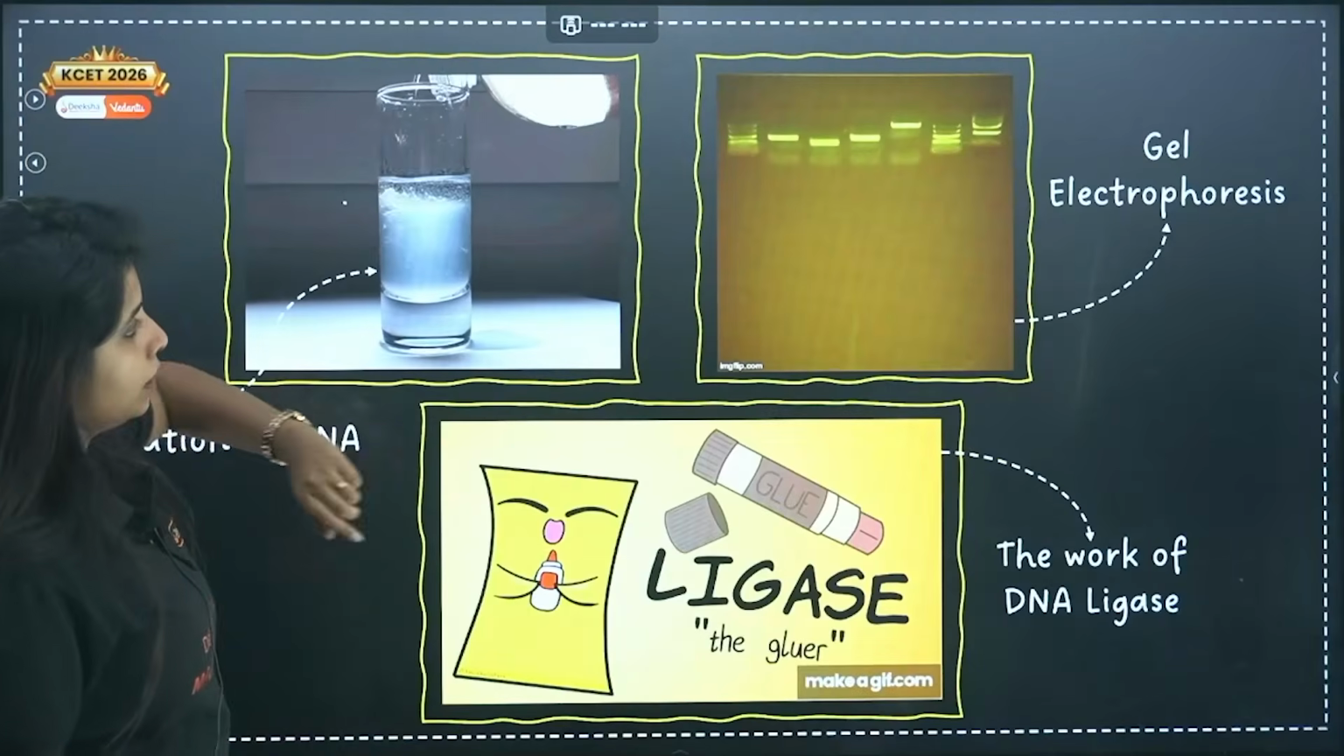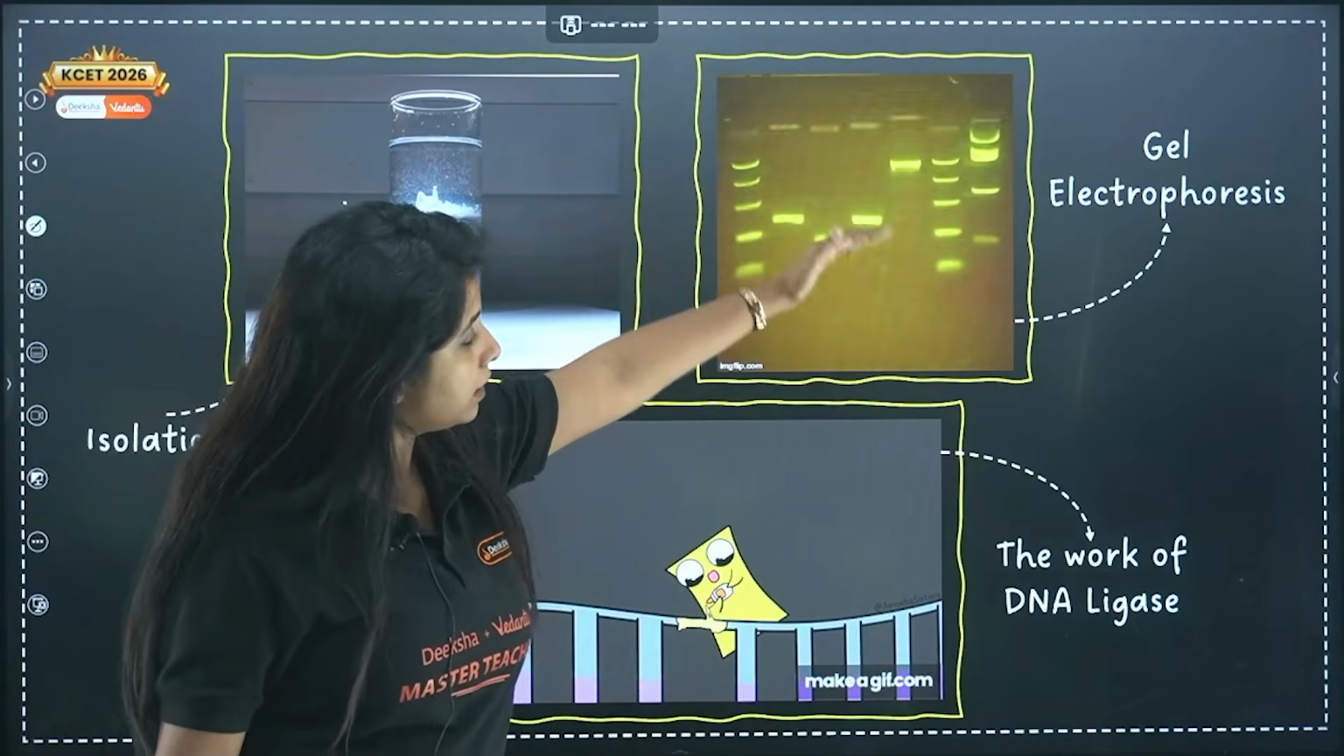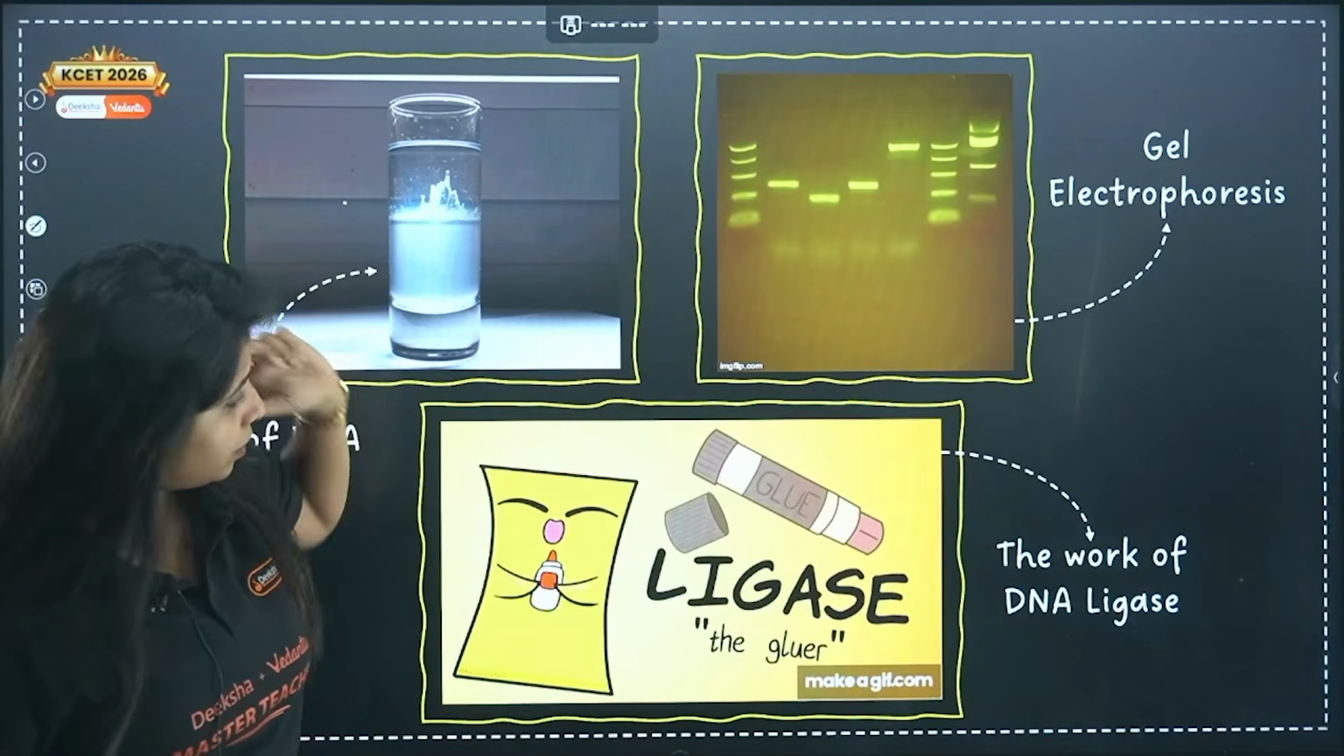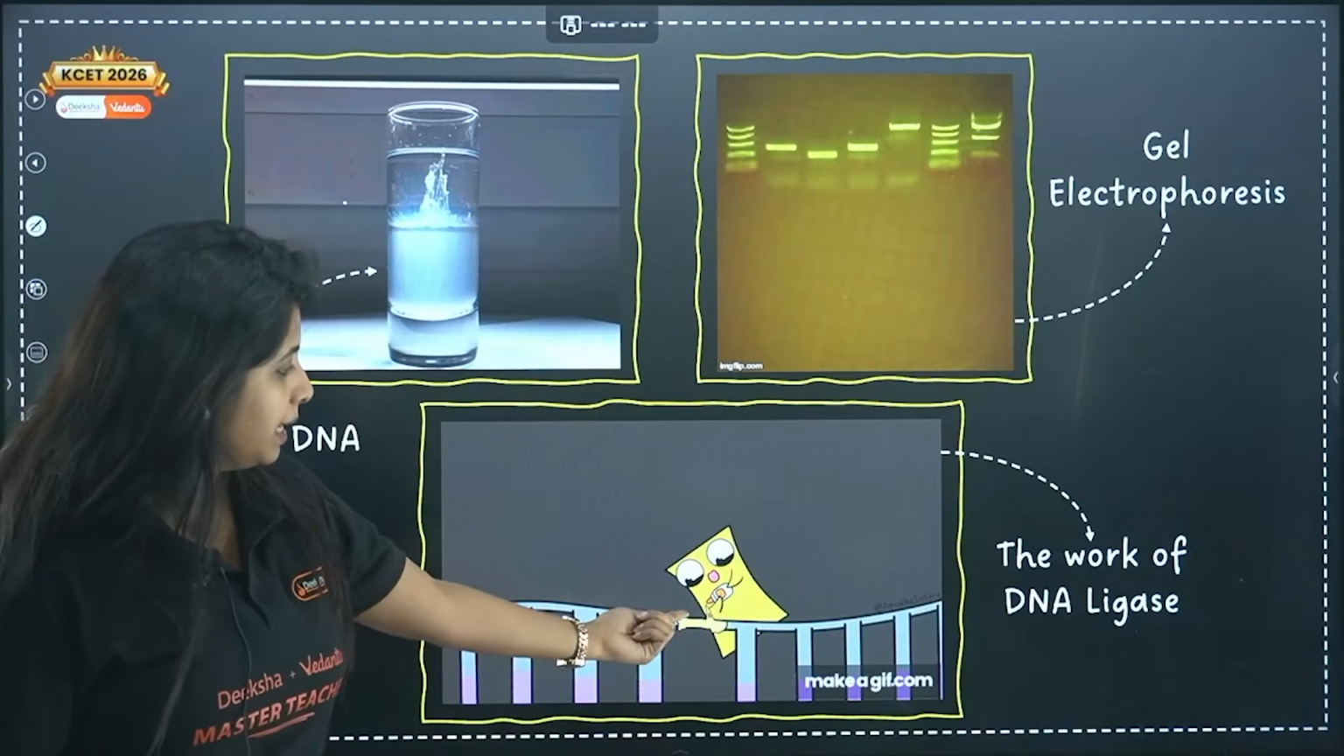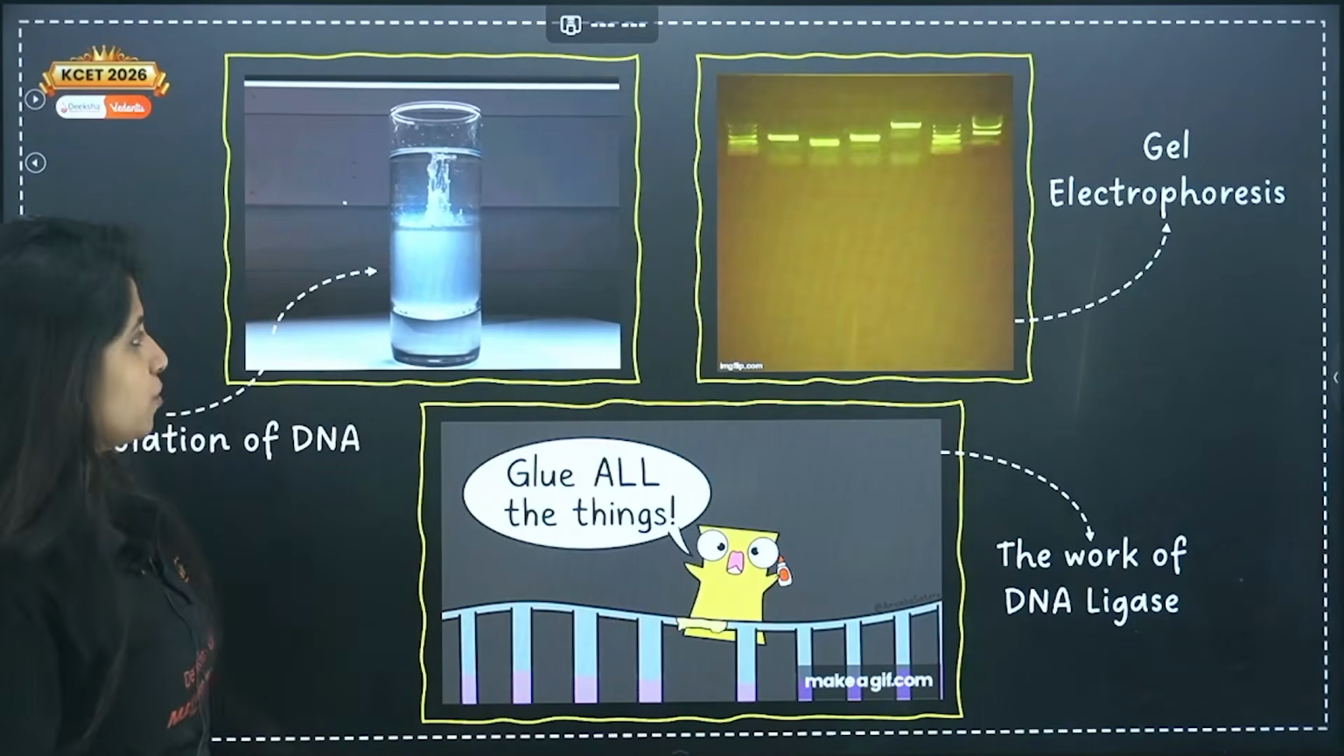Cool? So this is gel electrophoresis. You can see that they are separating them, and over here is the work of ligase, the gluer. See, it is coming and ligating. It makes the phosphodiester bond.